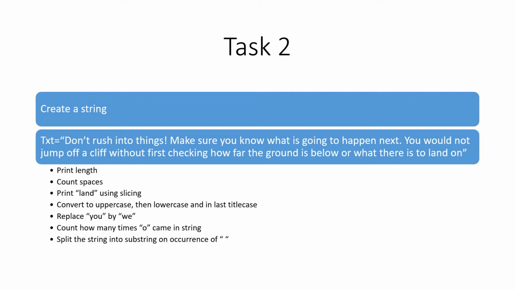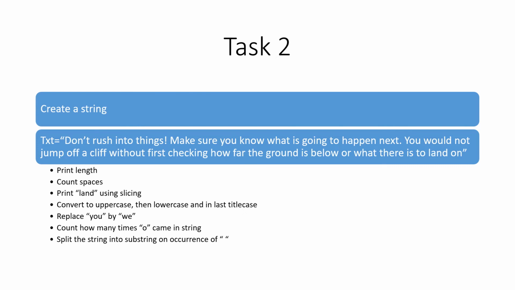Then you have to count the number of spaces in the string. Then you have to print the particular text from the string, that is length, using the slicing method. So wisely you have to get the particular index ranges in the slicing method, and then you can print that part.